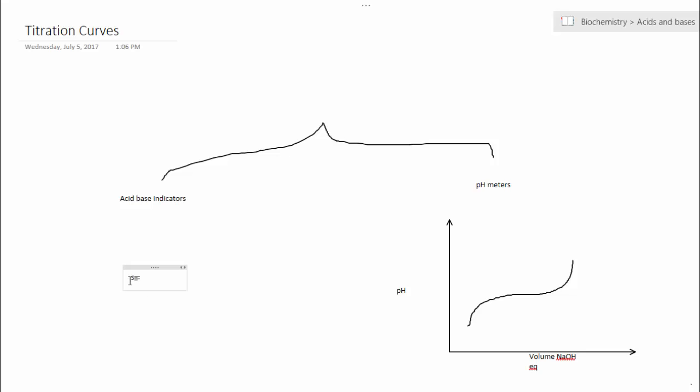The first one is strong acid, strong base, which is titrating an acid with a base. The second one is titrating a weak acid with a strong base. And the last one is a weak polyprotic acid with a strong base. Or we can flip them, so we are titrating a strong base with a strong acid and so on. So let's get started.